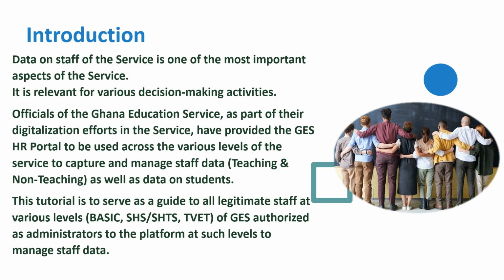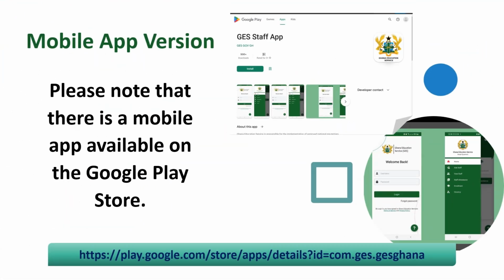This tutorial is to serve as a guide to all legitimate staff at the various levels, that's basic, SHS or SHTS, TVET of the GES, authorized as administrators through the platform at such levels to manage staff data. Please take note that a mobile app version of the app is available on the Play Store for your use, and the link has been provided down below for your consumption.